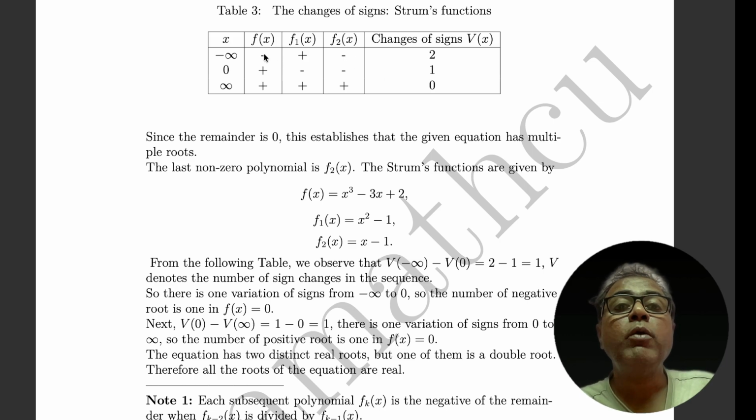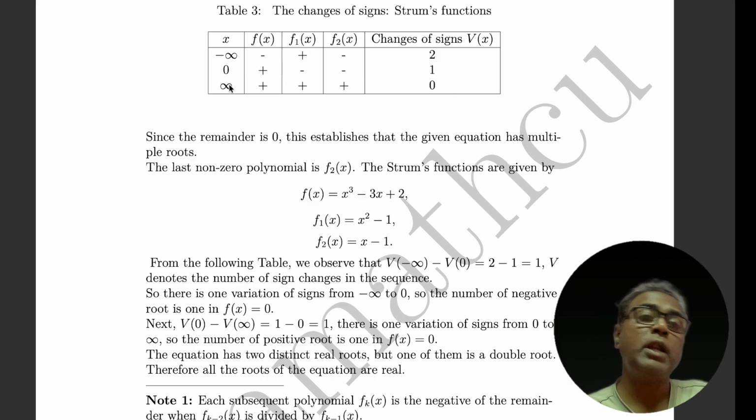So we get one variation, two variations. The changes of sign is 2 here, so V(minus infinity) is 2. For 0, put x equal to 0 here. f(0) equals 2, which is positive. f1(0) equals minus 1, negative, and f2(0) equals minus 1, negative. So we get only one variation. The changes of sign is 1.